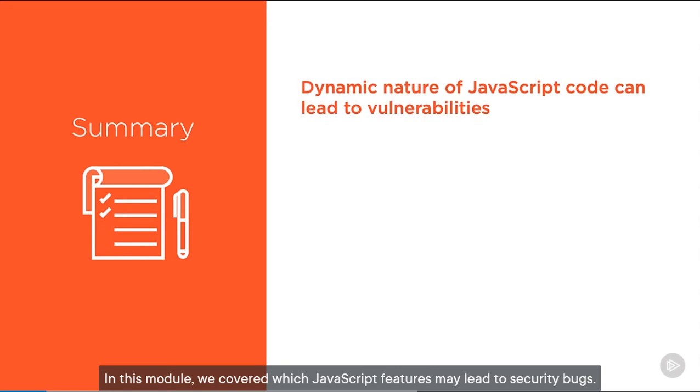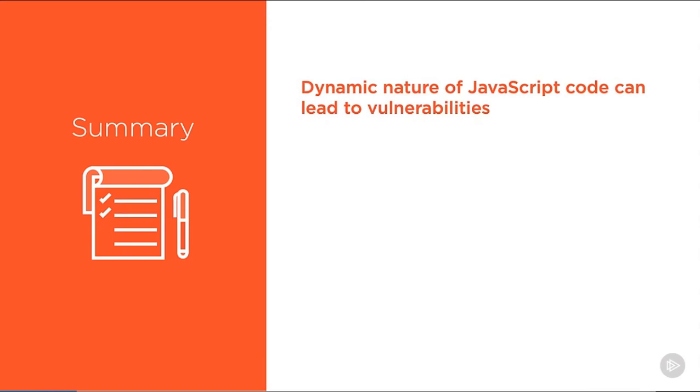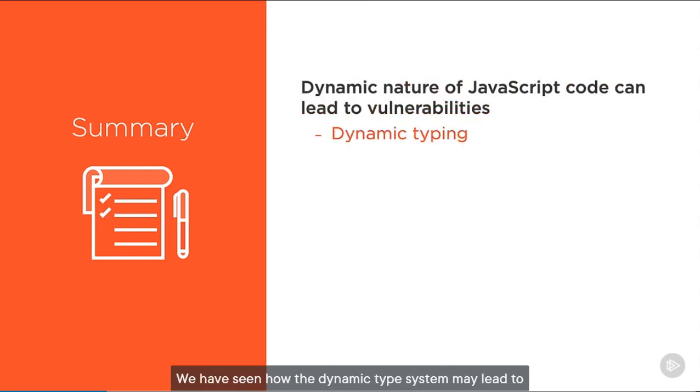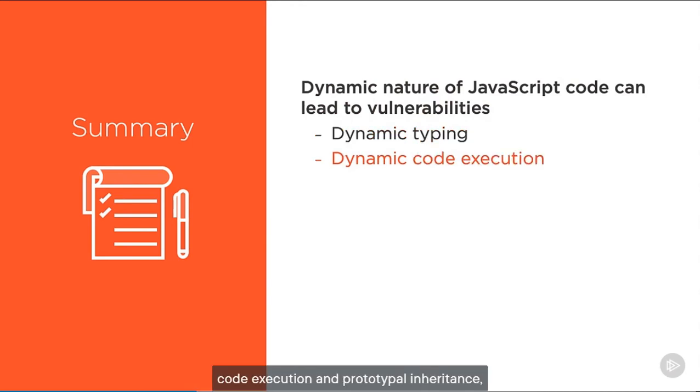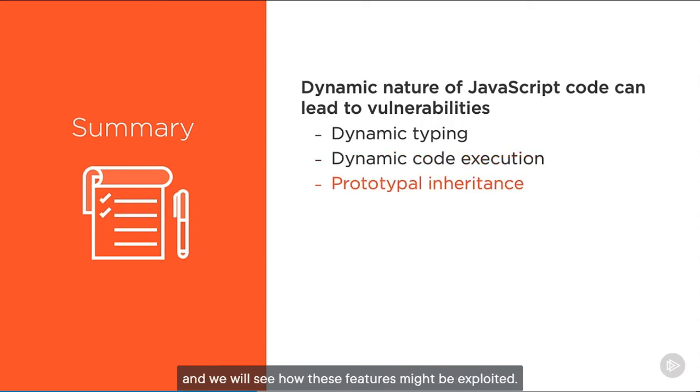In this module, we covered which JavaScript features may lead to security bugs. We have seen how the dynamic type system may lead to disclosure of sensitive information. In the next two modules, we will dive deep into dynamic code execution and prototypal inheritance, and we will see how these features might be exploited.